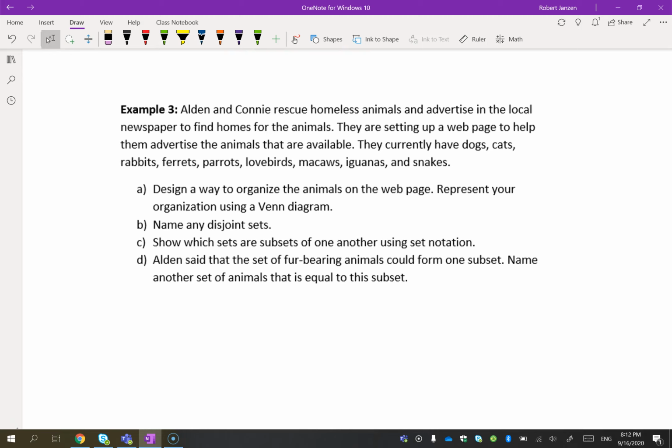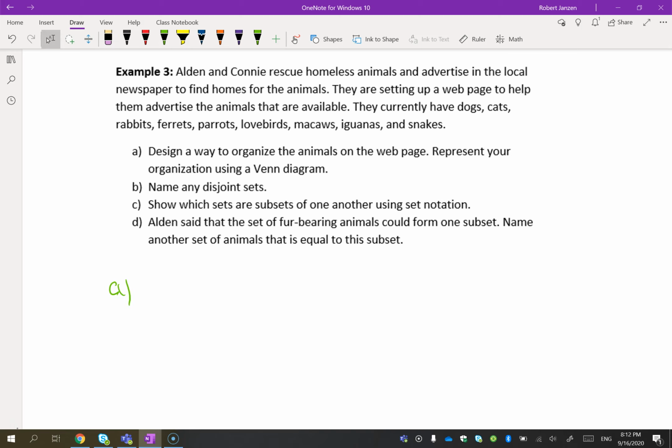Now you're going to see again that the question itself is not that difficult. It's maybe figuring out what some of the notation is. Alden and Connie rescue homeless animals and advertise in local newspapers to find homes for the animals. They are setting up a web page to help them advertise the animals that are available. They currently have dogs, cats, rabbits, and so on. Design a way to organize the animals on the web page. Represent your organization using a Venn diagram. Well, first of all, let's have our first set being all animals.